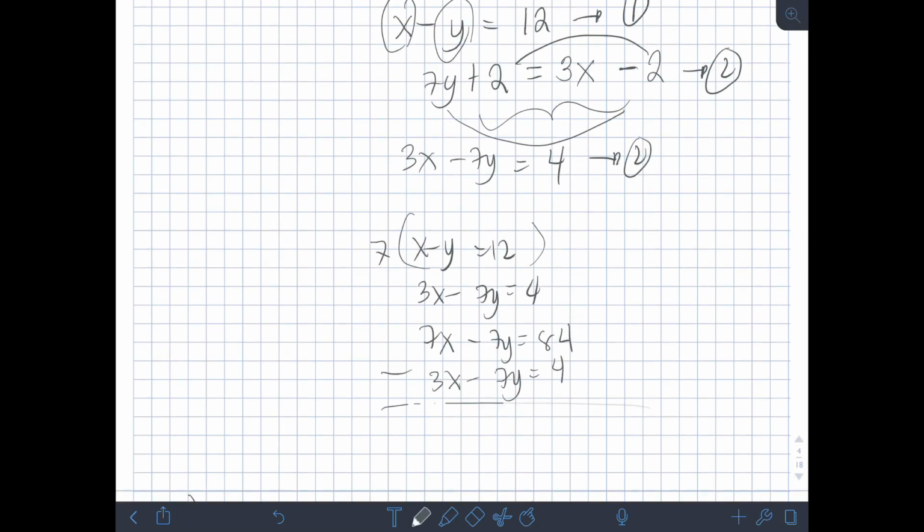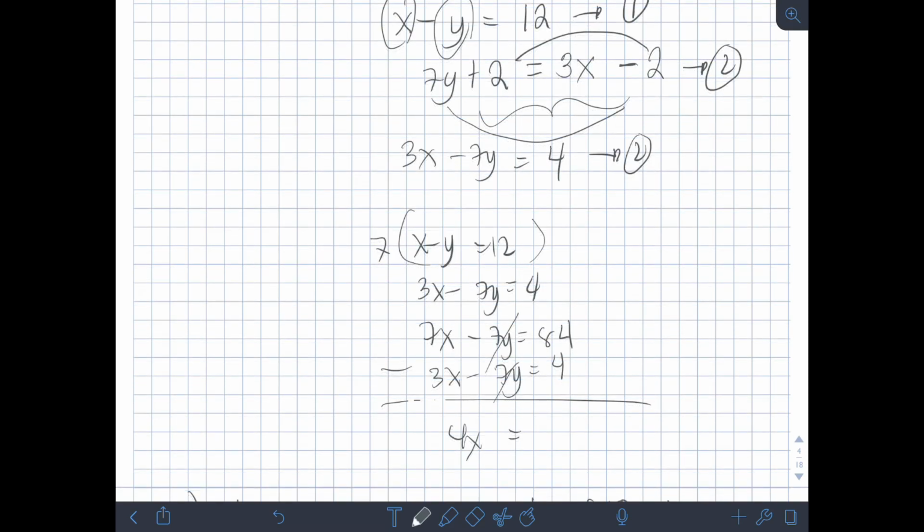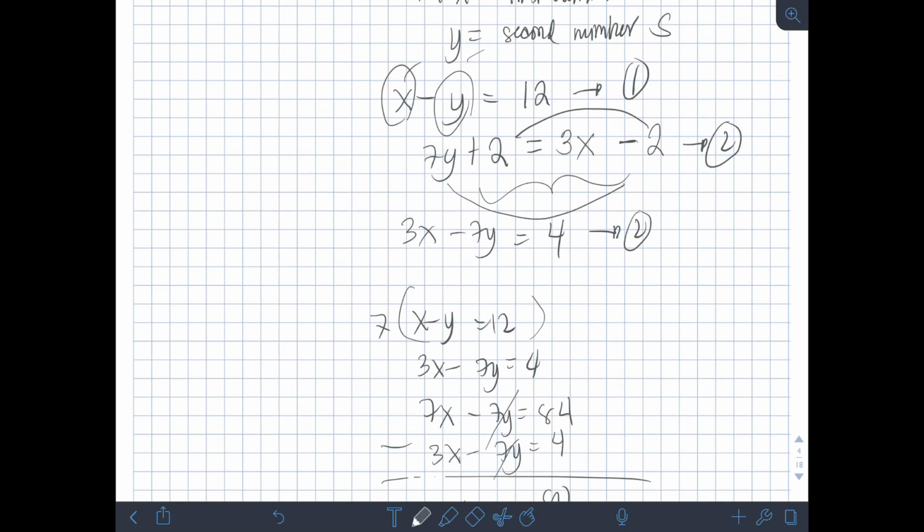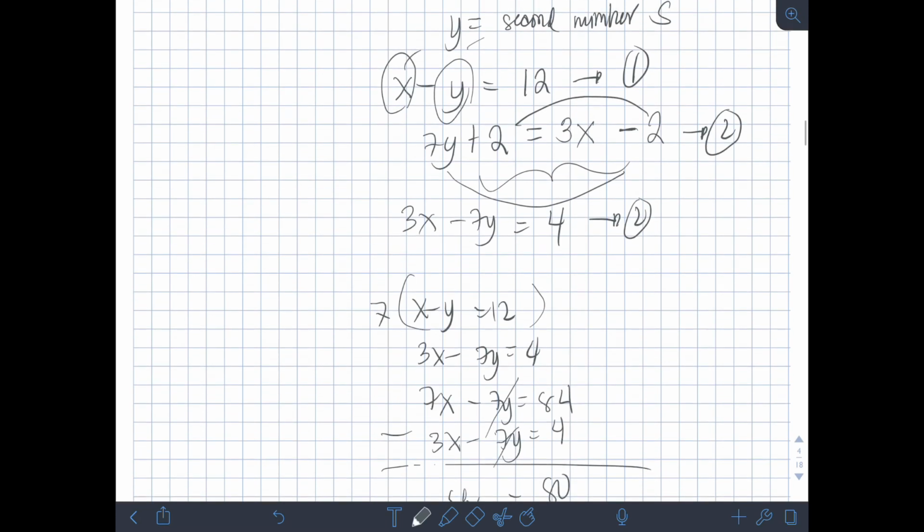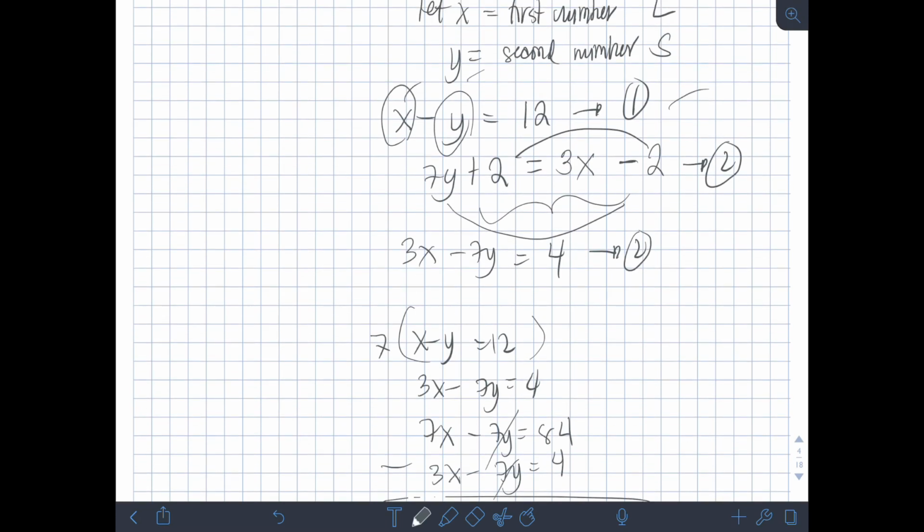So, subtract natin para makancel itong 7y. So, 7x minus 3x is 4x equals, cancel si negative 7y. So, we have 84 minus 4 is 80. Then, divide both sides by 4. So, we have x is equal to 20. So, the larger number is 20. How about the smaller number? So, substitute natin dito sa equation 1 na lang. So, we have x is 20 minus y unknown is equal to 12.